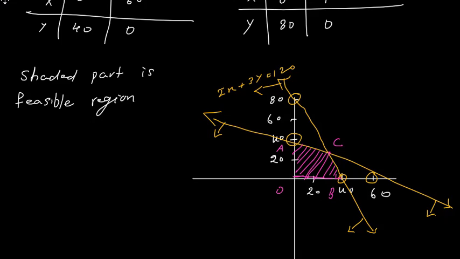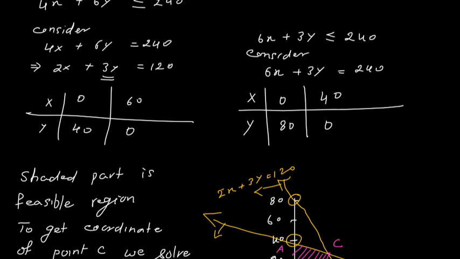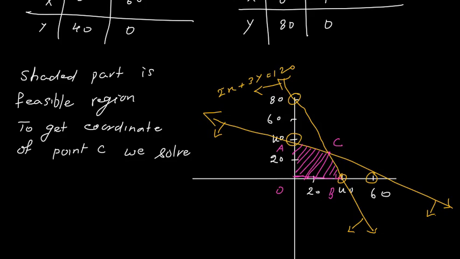So to get coordinate of point C, we solve 2x plus 3y is equals to 120, and 6x plus 3y is equals to 240. Now these 2 equations we will solve.